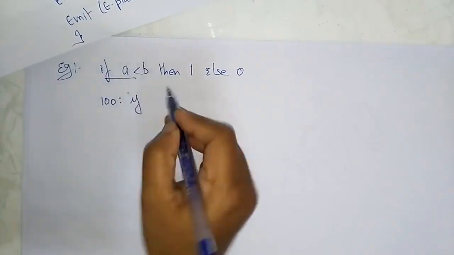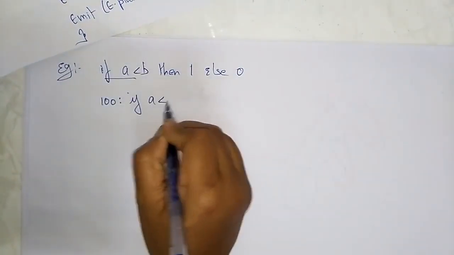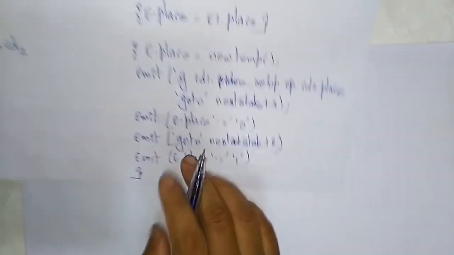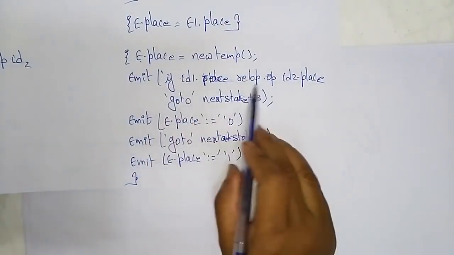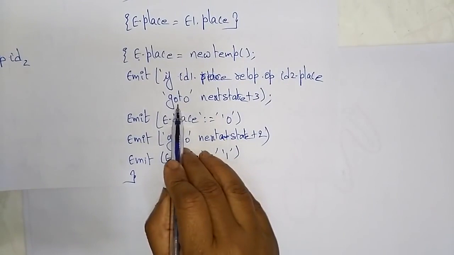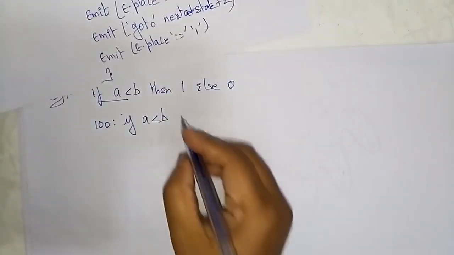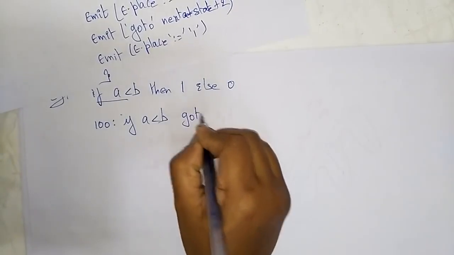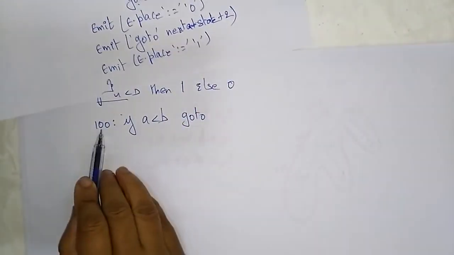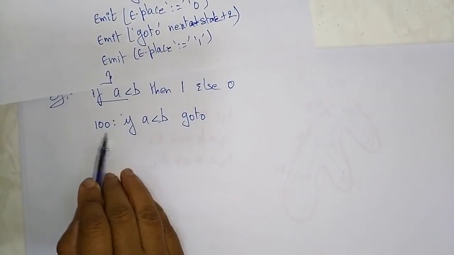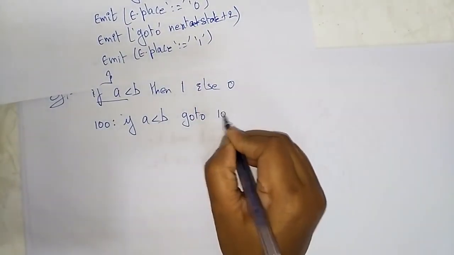First statement, if A less than B, if A is less than B, then what we have to do? I have to go to next statement plus 3. Okay, if A less than B, go to next state plus 3. So what is the state? Here it is 100. The next plus 3 means add 3. So I have to jump to 103.